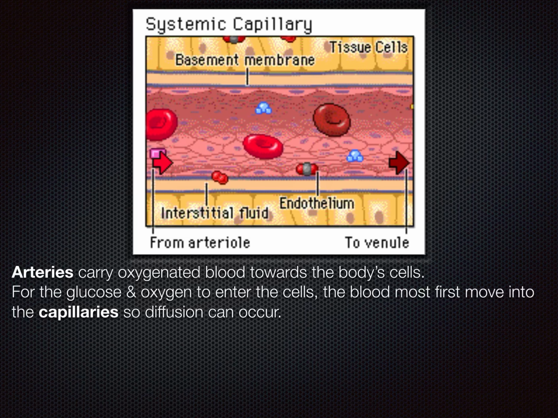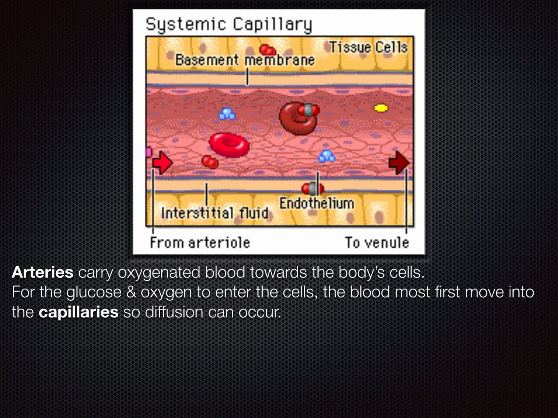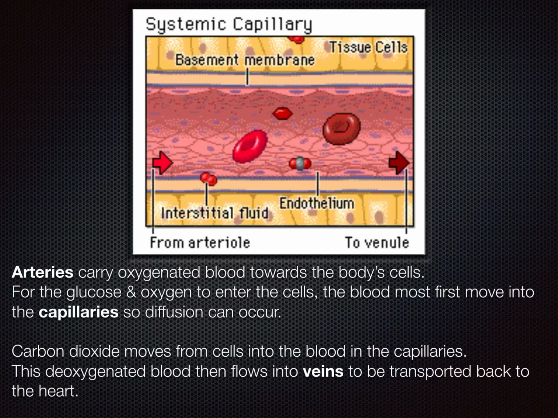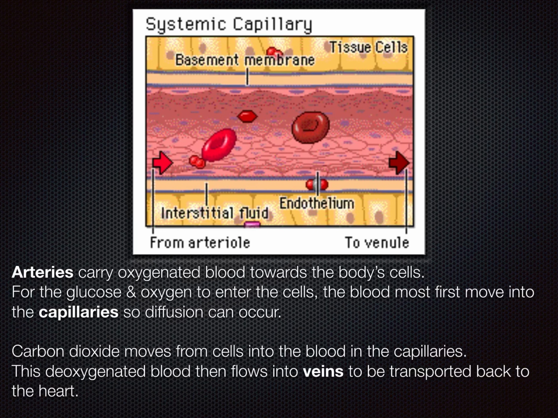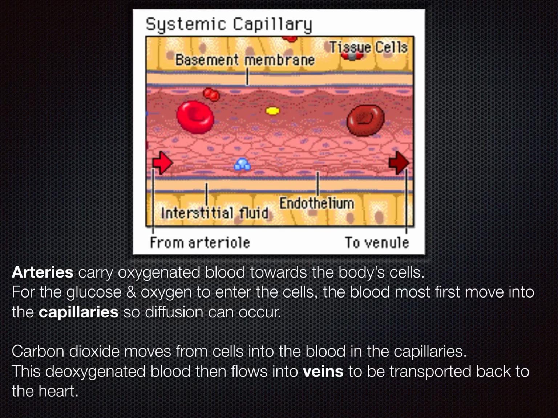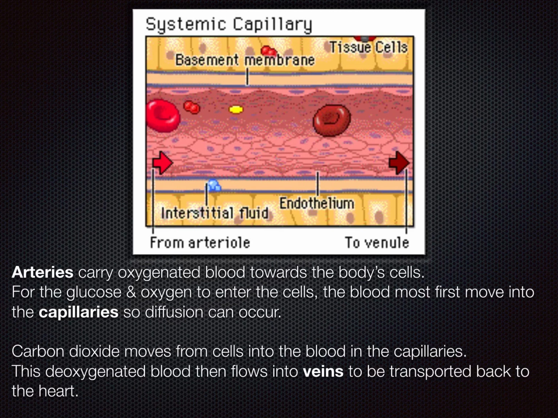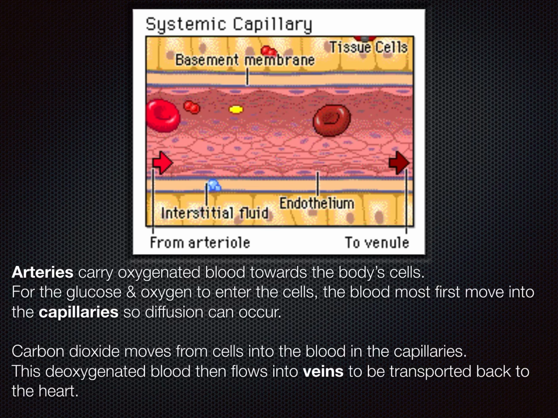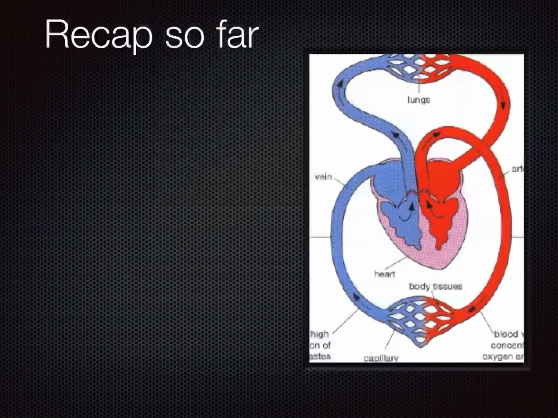And then when it goes into the capillaries, that allows the molecules required by the cells to diffuse into the cells, and the chemicals that the cells want rid of to diffuse into the blood. So our main one is carbon dioxide, which moves from the cells into the blood. The blood that doesn't have the oxygen, because it's given it to the cells, but now has carbon dioxide instead, we call deoxygenated, and that travels in the veins back to the heart. So oxygenated from the heart to the body cells, deoxygenated from the body cells back to the heart, and that's the first loop of our circulatory system.